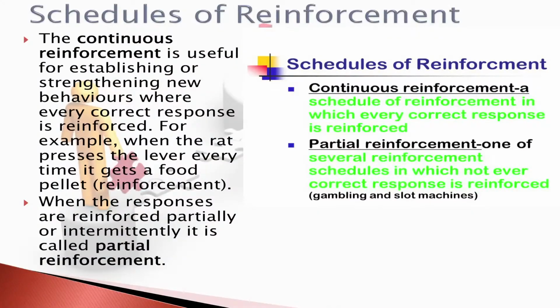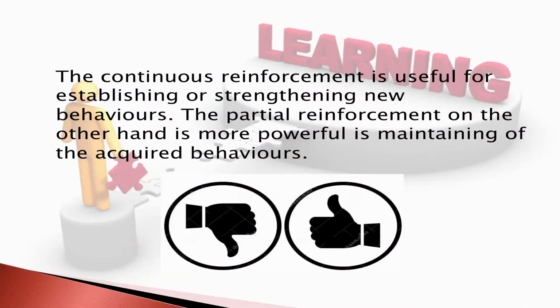It could be by using continuous or partial reinforcement. This is discussed in the schedules of reinforcement. Schedules of reinforcement. Continuous reinforcement is useful for establishing or strengthening new behaviors, where every correct response is reinforced. For example, when the rat presses the lever every time, it gets the food pellet, reinforcement. Alternatively, some of the responses are reinforced partially or intermittently. Partial reinforcement, on the other hand, is more powerful in maintaining the acquired behaviors.